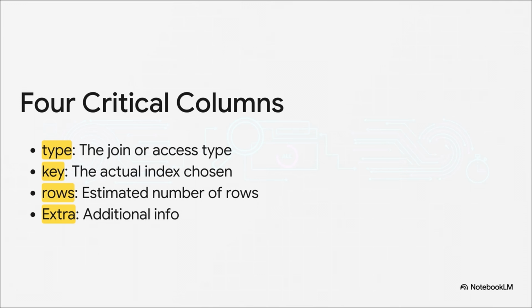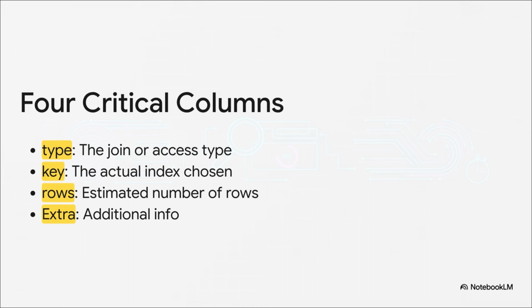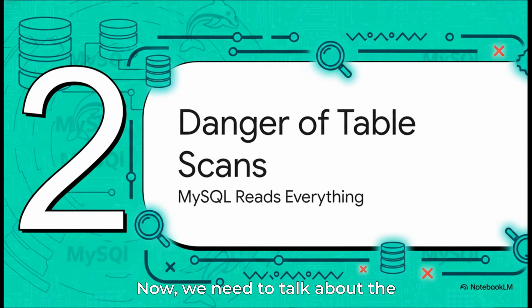First up is type. This is the access type. And frankly, it is the absolute most important column for diagnosing performance issues. It tells us exactly how MySQL is finding the rows. Second is key, which tells you the specific index MySQL actually decided to use. Third is rows, meaning the estimated number of records it has to examine. And finally, extra, which gives us crucial context, like warning us if the database is doing super expensive extra work, like a file sort.